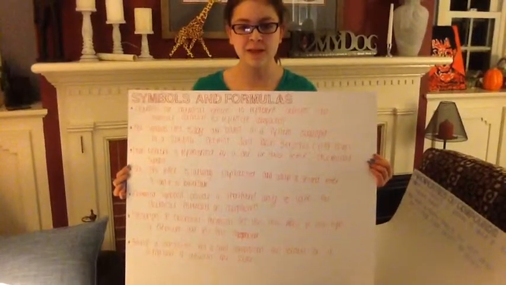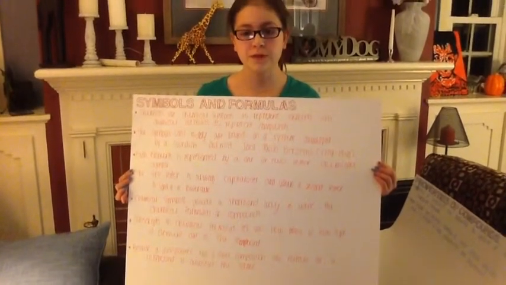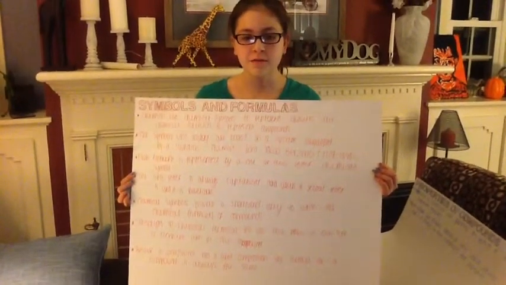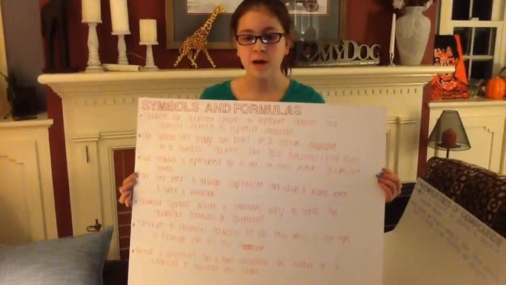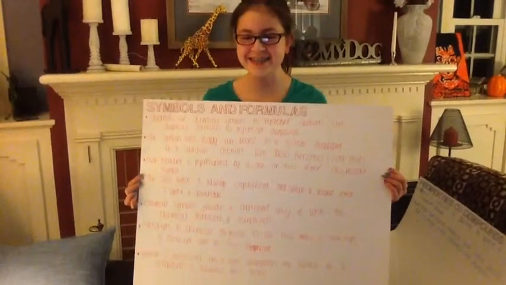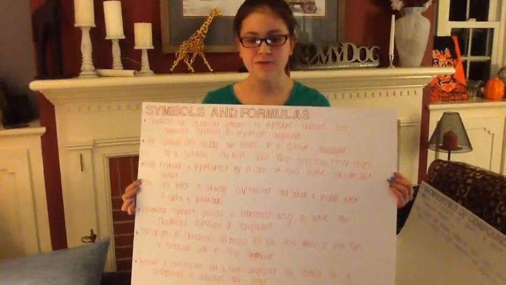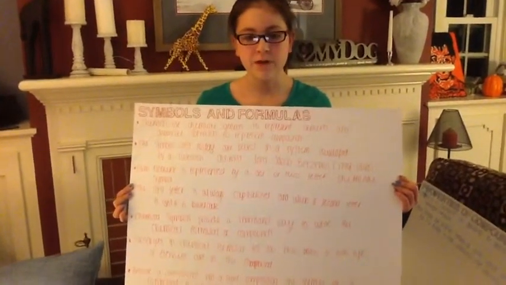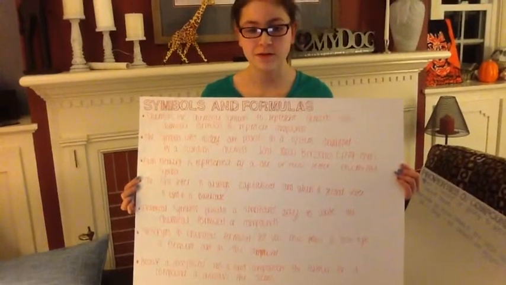Symbols and formulas. Chemists use chemical symbols to represent elements and chemical formulas to represent compounds. The symbols used today are based on a system developed by a Swedish chemist, Hans Jacob Berzelius, who lived from 1779 to 1848. Each element is represented by a one or two-letter chemical symbol. The first letter is always capitalized, and when a second letter is used, it is lowercase.